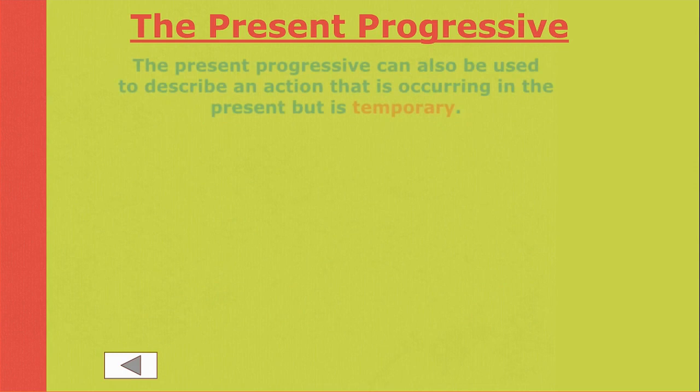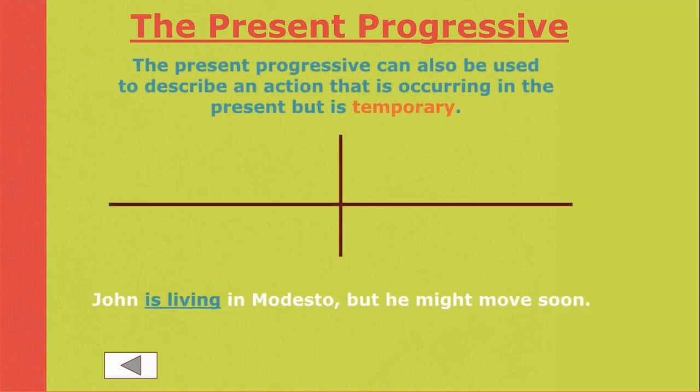The present progressive can also be used to describe an action that is occurring in the present, but is temporary. John is living in Modesto, but he might move soon.